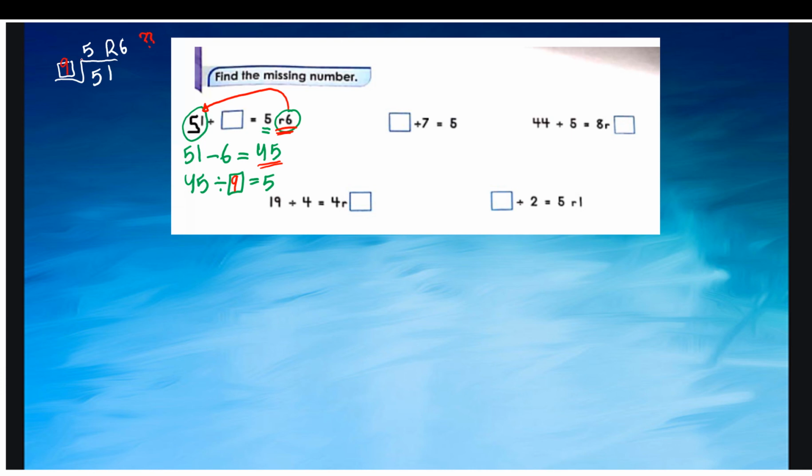Let's see. 5 times 9 equals 45. Let's subtract it now. 51 minus 45 equals 6. Can we divide 6 by 9? No, because 6 is less than 9. So we write the answer is 5 with a remainder equal to 6. So our answer is correct.